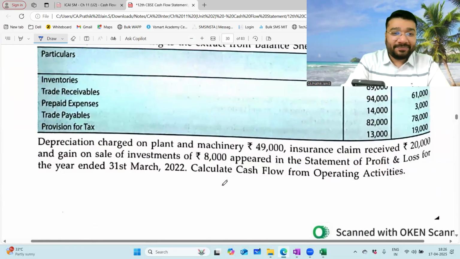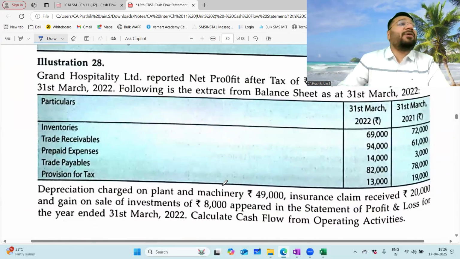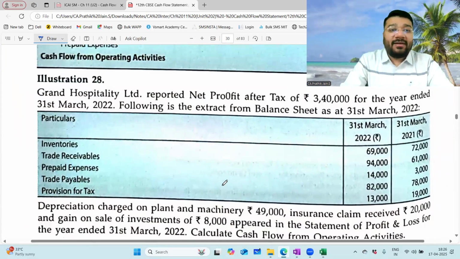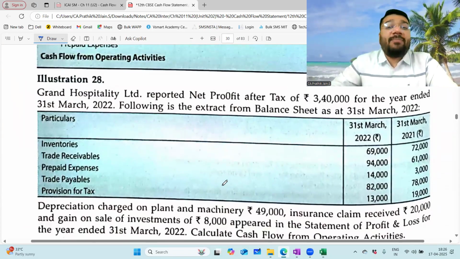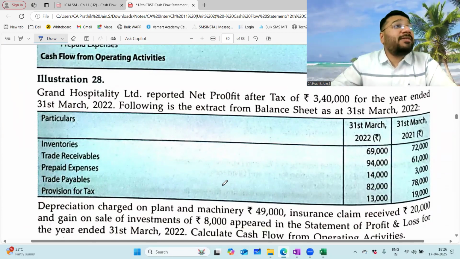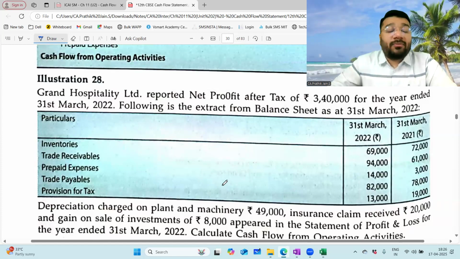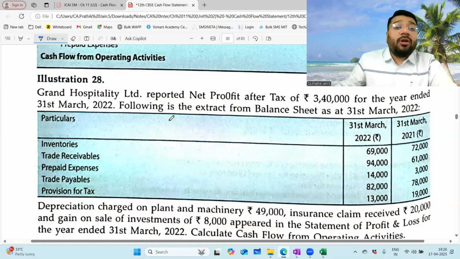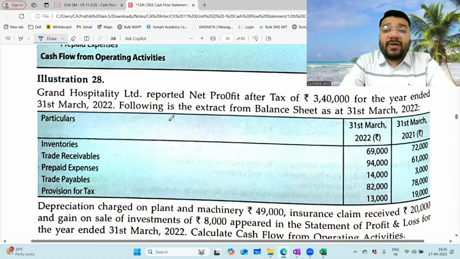28. With this question I'll make you understand case 5. Grand Hospitality Limited reported a net profit after tax of 3,40,000 rupees for the year ended 31st March 2022. Following is the extract of the balance sheet as at 31st March 22.